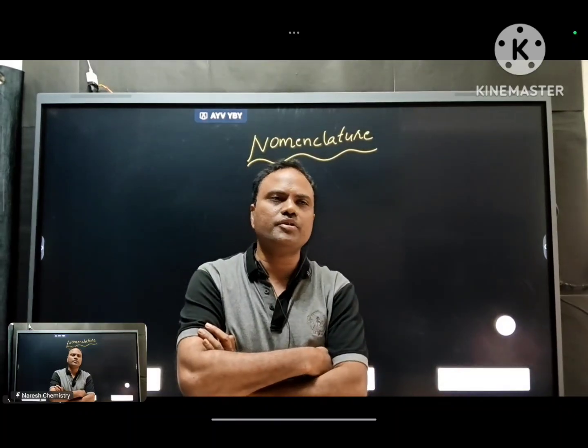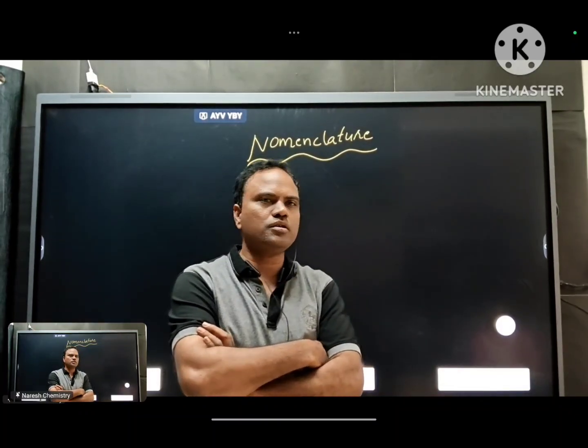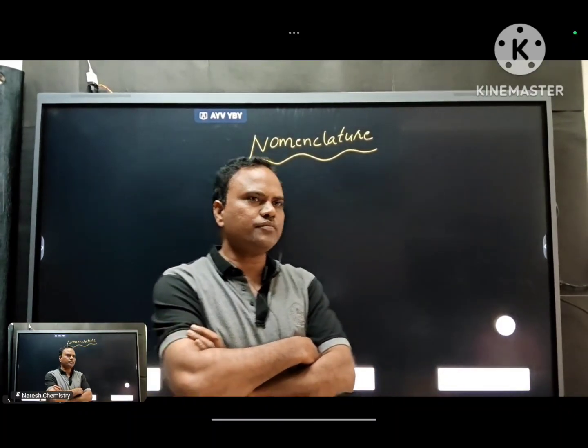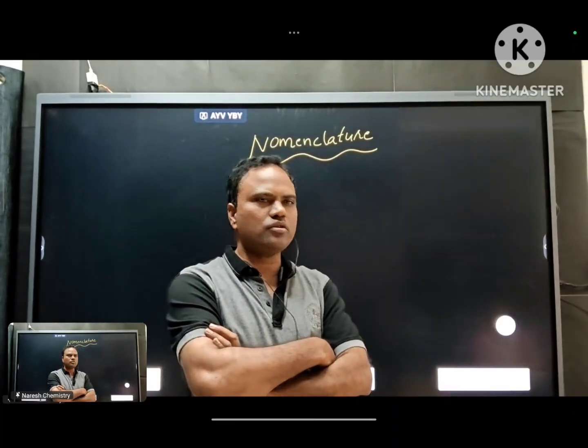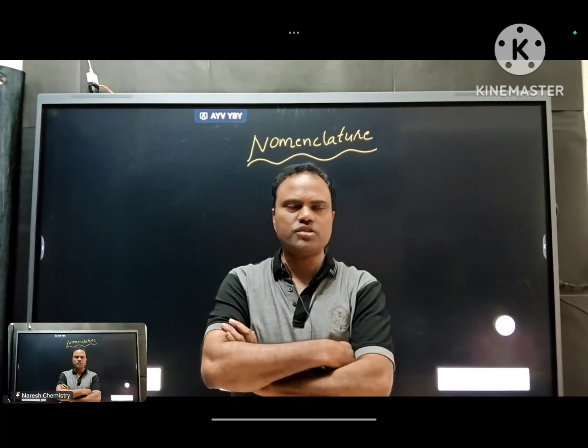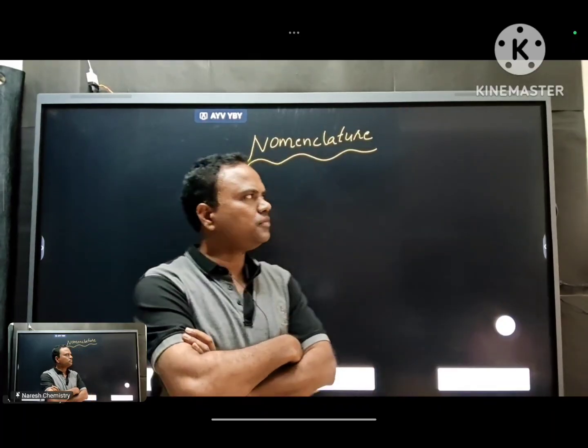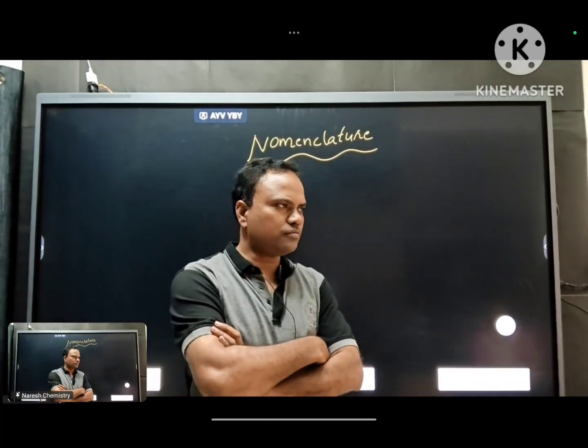Trivial nomenclature means giving the name for a compound based on the place of discovery of the compound, or based on the person who discovered the compound, like that. That is trivial nomenclature. But we use IUPAC nomenclature.